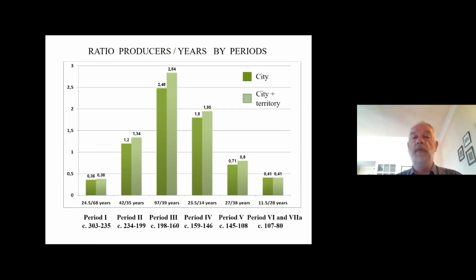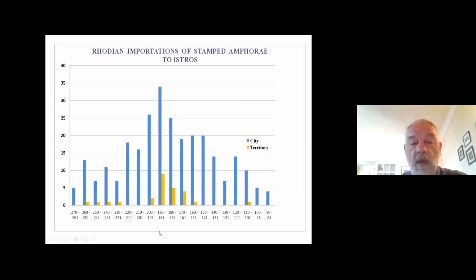Now the next step would be a historical interpretation. But here I must declare that I have no idea. If you can help me, I would be very grateful. I only can see that the Rhodian importations become very important in Istros. It is very interesting to see that they became important just after the Strait War in 220.